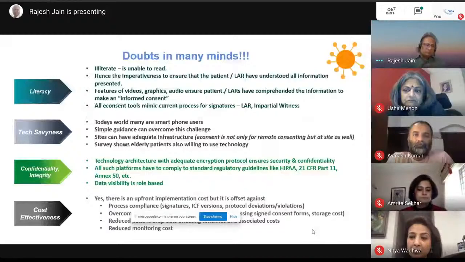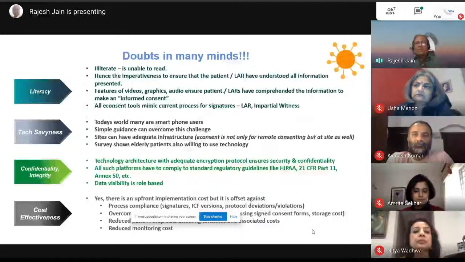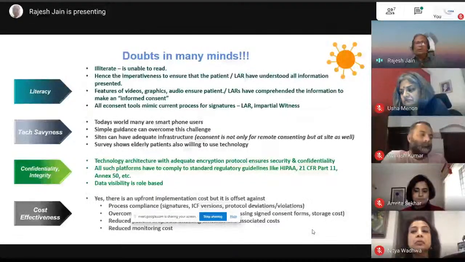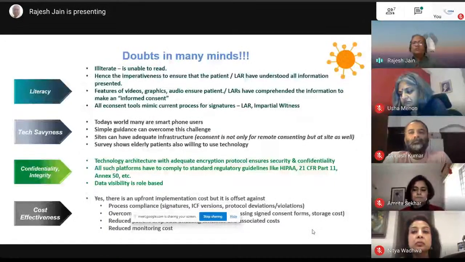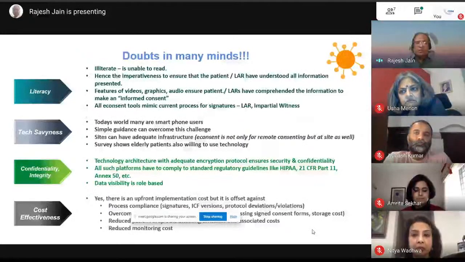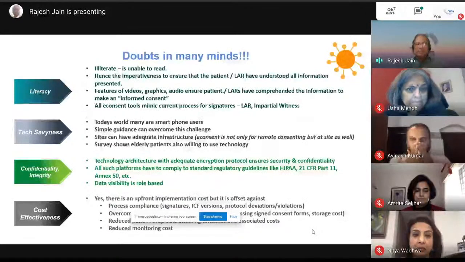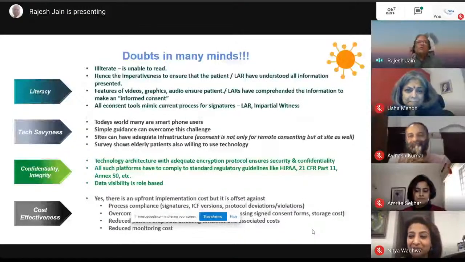Of course, illiteracy would mean that they are unable to read or write. But what do you use this technology for? You use it for better comprehension by the patient. As I said, each and every e-consent technology mimics the current world, which means that if my patient is illiterate, I have the ability to bring the LAR or the impartial witness onto that platform, and they will complete the consenting process as per the current guidelines. All of this is in the audit trail that is available in the system. As I was saying about tech savviness, everybody is very tech savvy, according to me. So just simple smartphone access is good enough for us to have an e-consent technology.